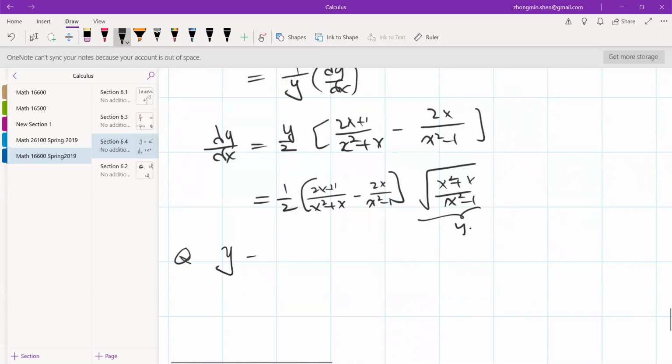All right, so y equals... find the derivative with respect to x. So please do this problem.